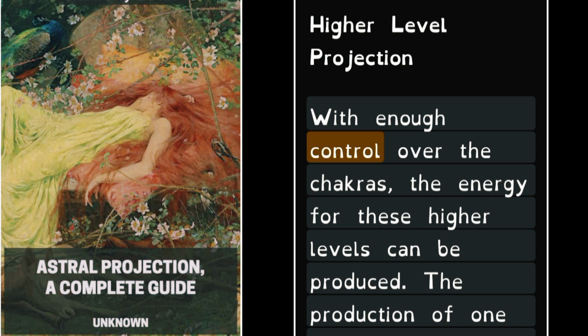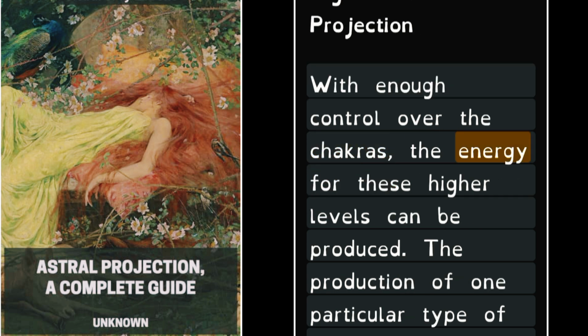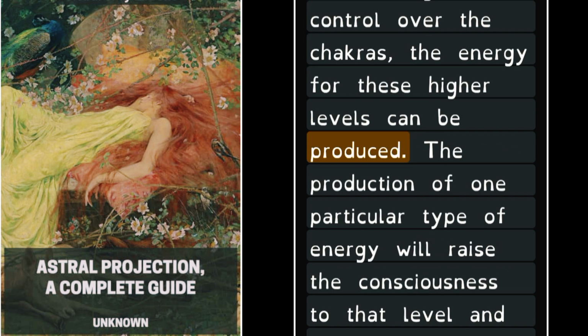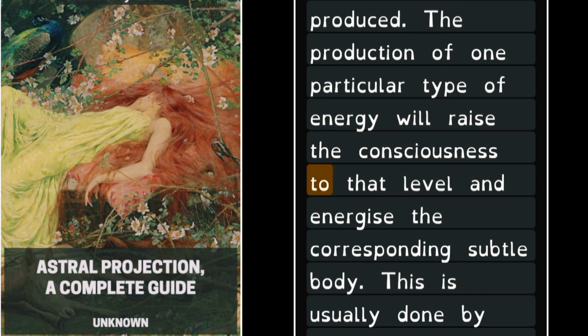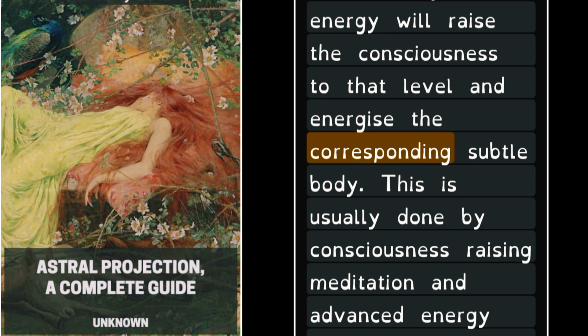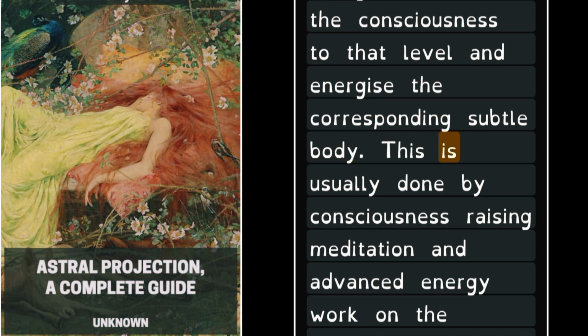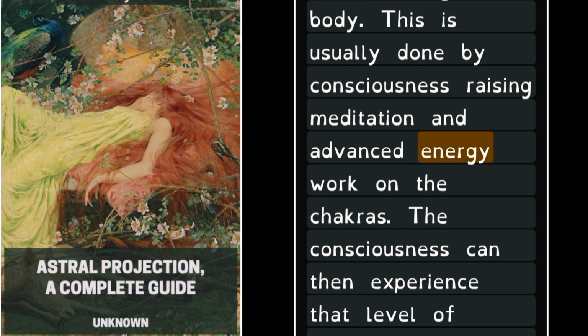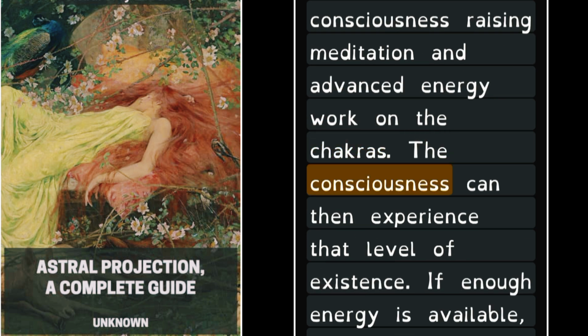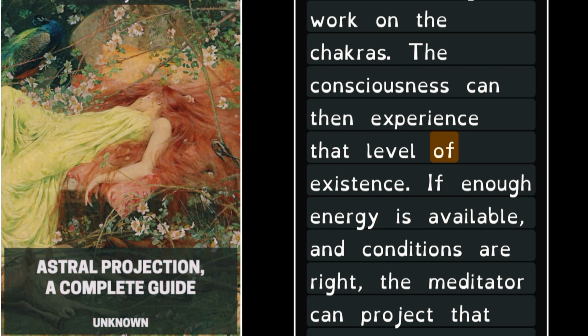With enough control over the chakras, the energy for these higher levels can be produced. The production of one particular type of energy will raise the consciousness to that level and energize the corresponding subtle body. This is usually done by consciousness-raising meditation and advanced energy work on the chakras. The consciousness can then experience that level of existence.